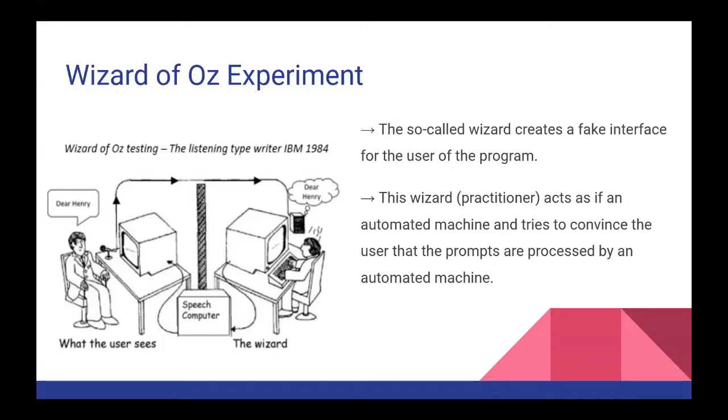The Wizard of Oz experiment can be defined as follows: the so-called wizard, or practitioner, tries to fake the interface program that the user controls, and this wizard acts as if it is an automated machine and tries to convince the user that the prompts are processed by an automated machine. Here you can see the experiment in the diagram.